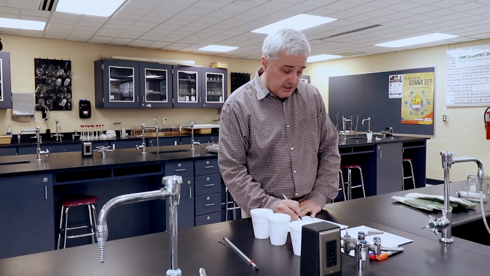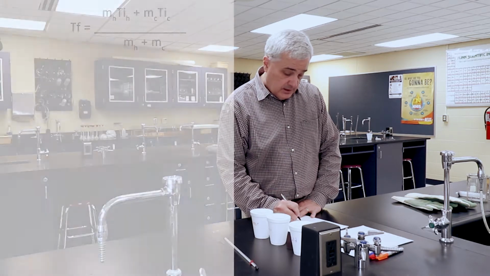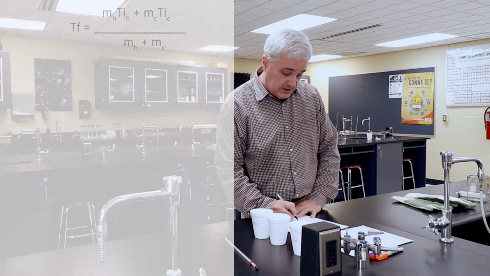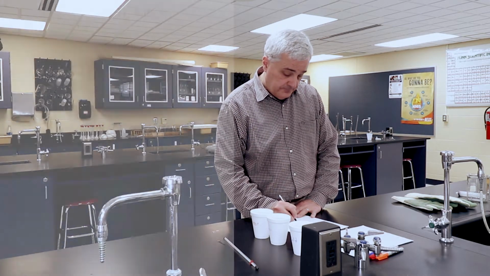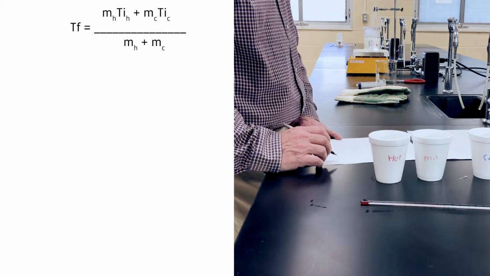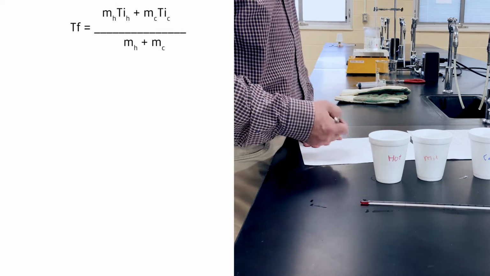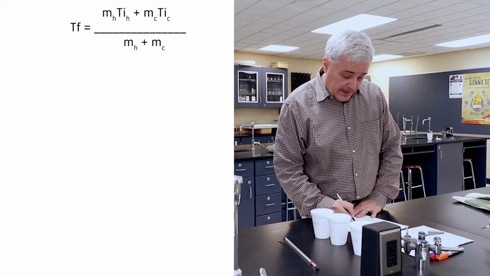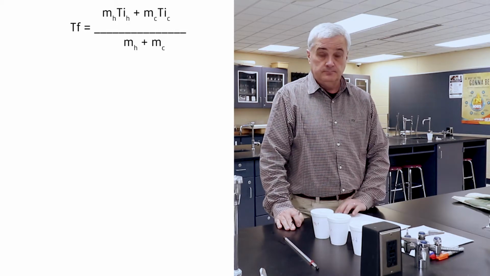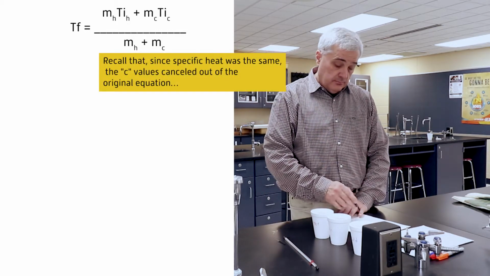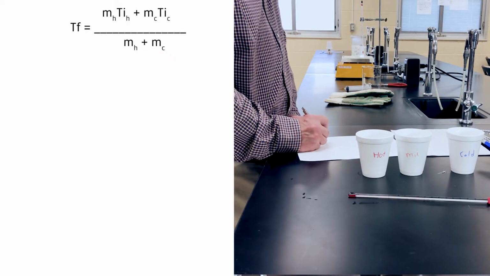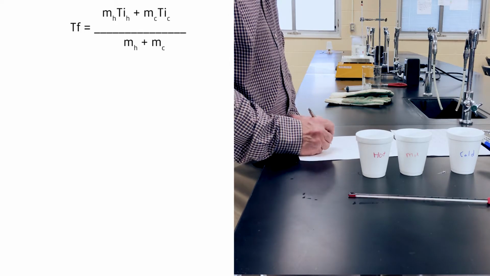The predicted final temperature is the mass, we're going to do it M sub H, T sub H, that's the initial temperature of the hot water, plus the mass of the cold times the temperature of the cold, divided by the mass of the hot plus the mass of the cold. When you get a calculator, multiply those numbers, and that's going to give us the predicted final temperature.